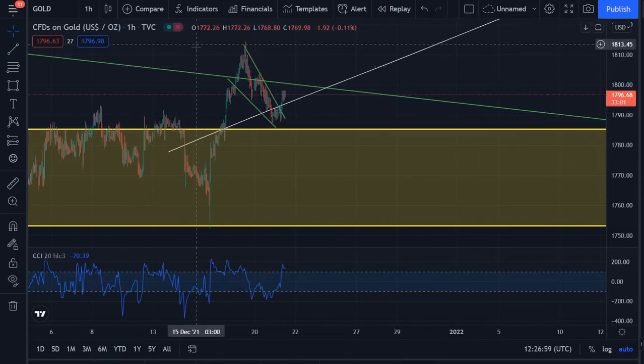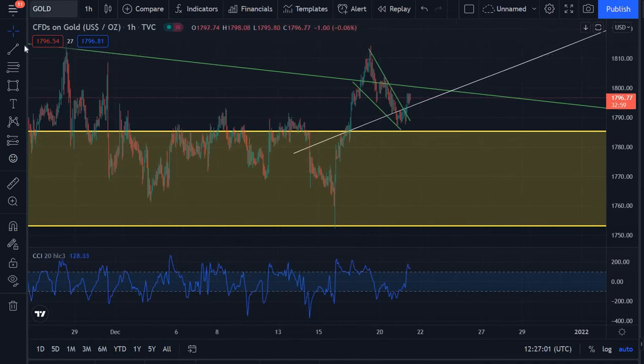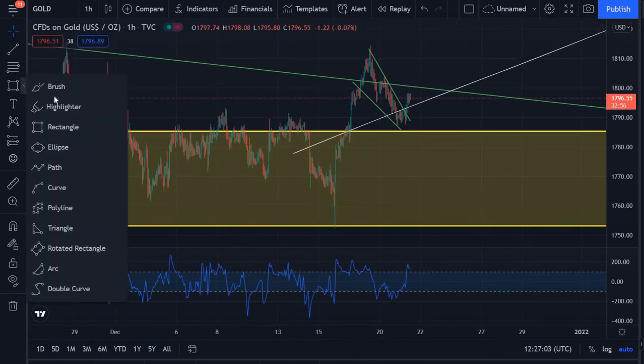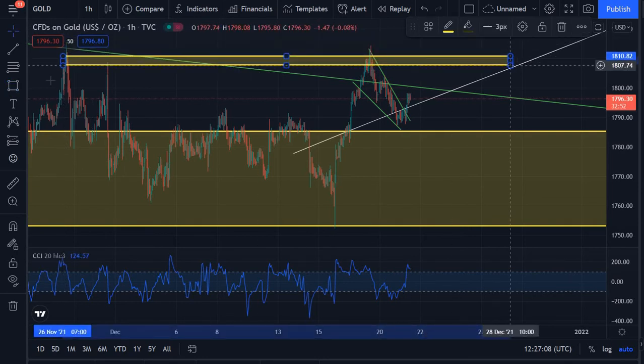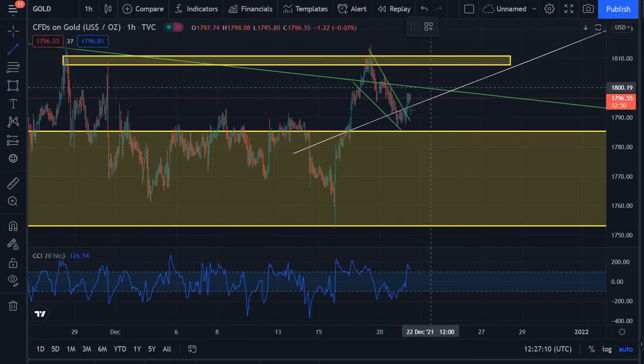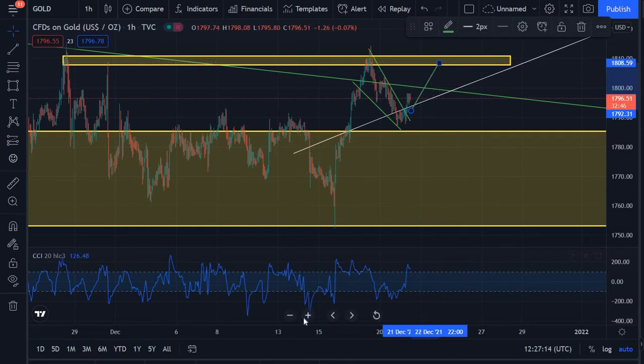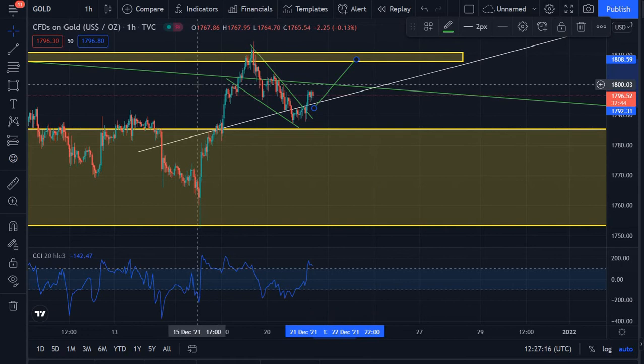So obviously the next target would be again this zone here. From here, since the market opens in about 2 hours, this is what it could look like here.